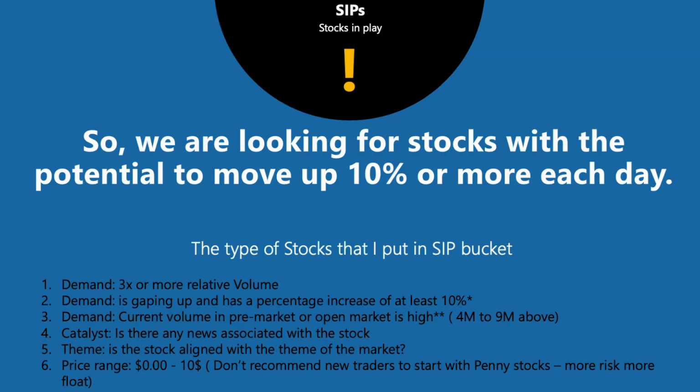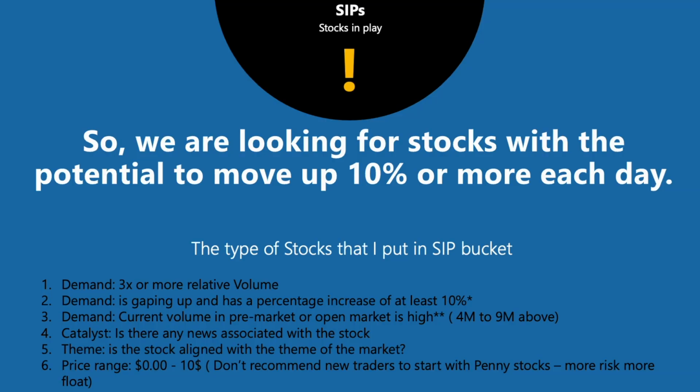The third point is again for demand. The current volume in pre-market or open market should be high. And now we are asking how high it should be. High means in pre-market it should have at least 4 million volume, and in open market at least 9 million volume. So basically I'm looking for a stock which satisfies 1, 2, and 3. If you come and say, I found a stock which is gapping up 10%, but the relative volume is not 3x, that will not qualify for my SIP bucket.